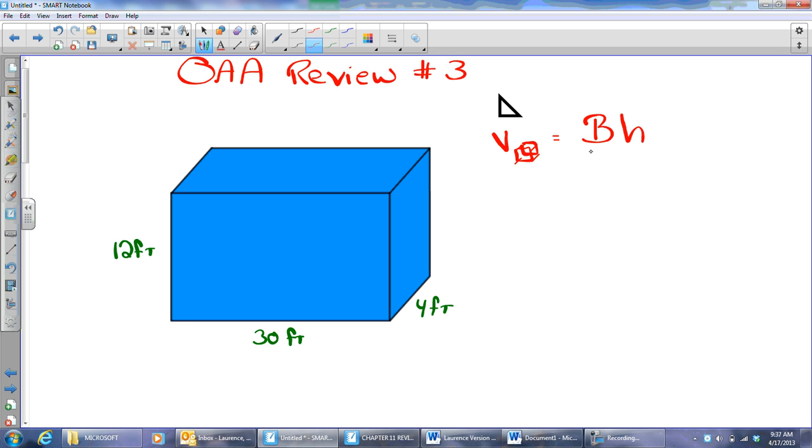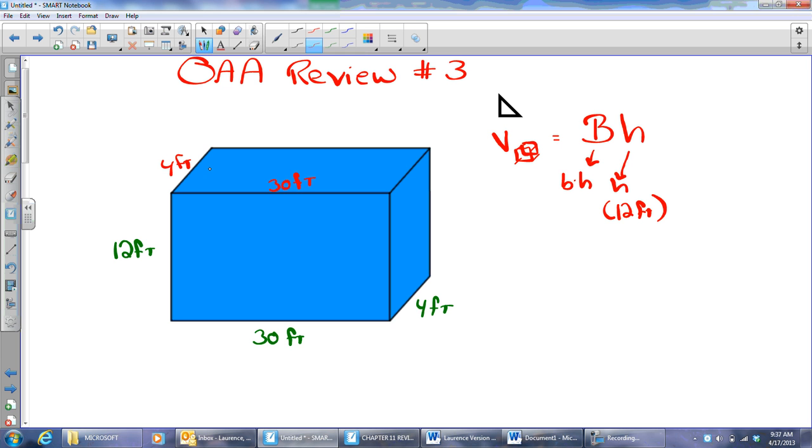So in this case, my base is a rectangle. And my base, I'm going to do lowercase b times height. That's the height of the rectangle, not talking about the whole cube. And then I'm going to multiply by the height of the actual prism. Well, the height of the actual prism will be what? 12 feet. And I don't know if you can see the rectangle. This one here is 30 feet by 4 feet.